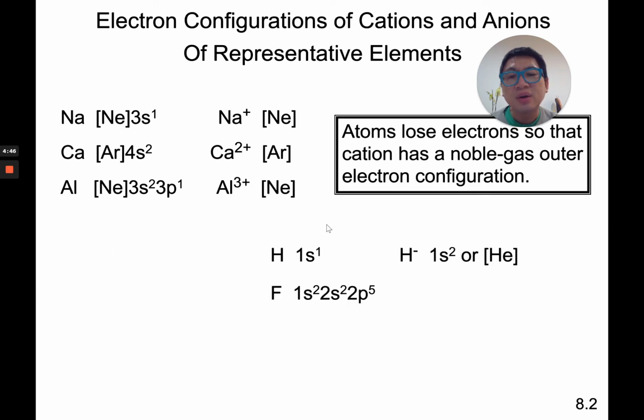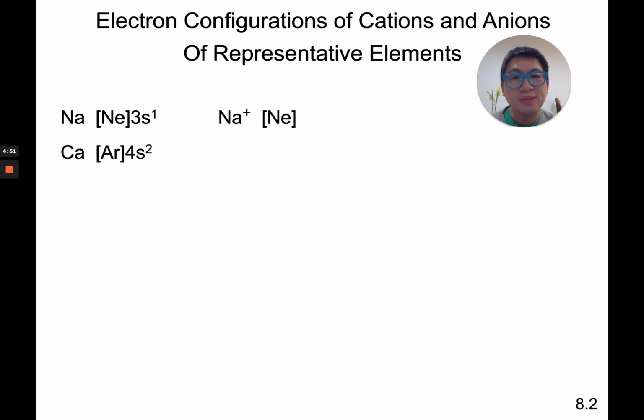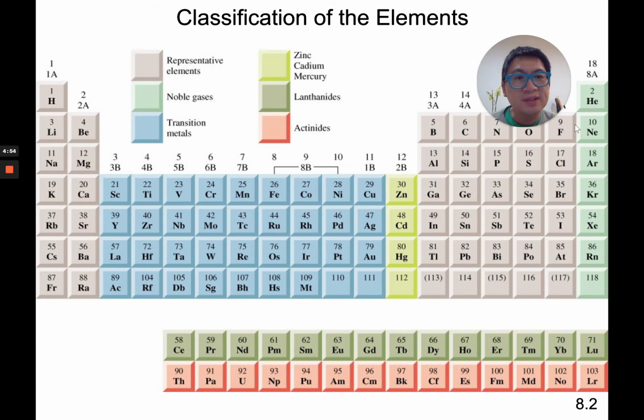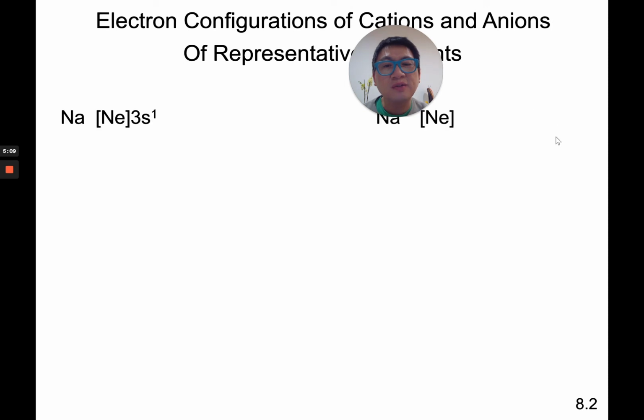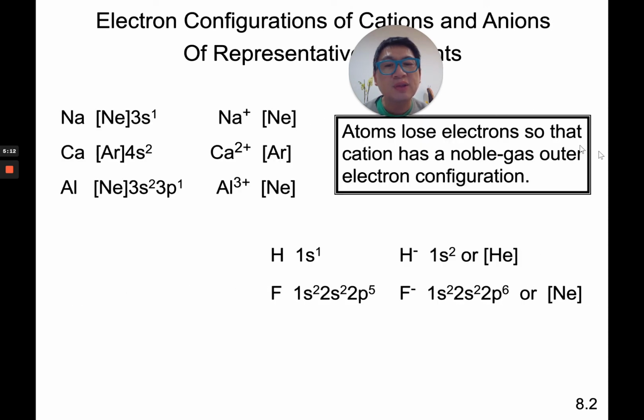This is fluorine. 1s2, 2s2, 2p5 is fluorine. In fact, let me go back to the periodic table for reference. Fluorine is right here. This is the 2p level, 2p1, 2p2, 2p3, 2p4, 2p5 is fluorine. If it were to gain an electron, fluorine normally is the fluoride ion. If it gains an electron, it won't be 2p5, it'll be 2p6. And that is the same as the noble gas neon.